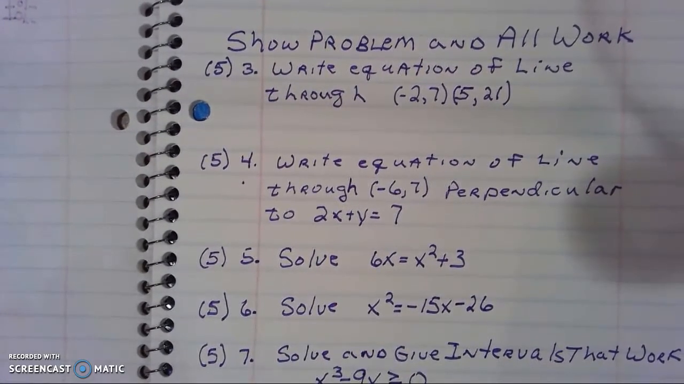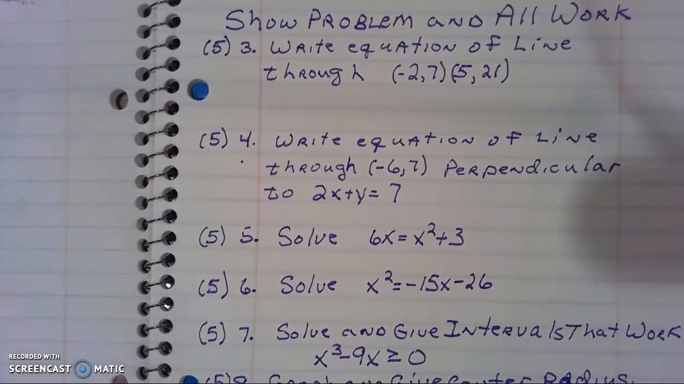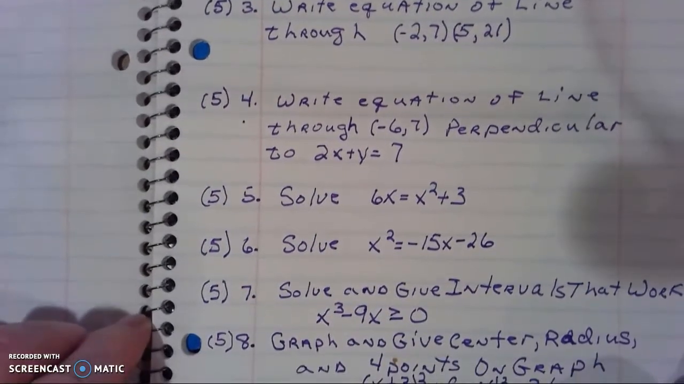6x equals x squared plus 3. Number 6, solve this. x squared equals negative 15x minus 26. Shouldn't need the quadratic formula, but you can use it.